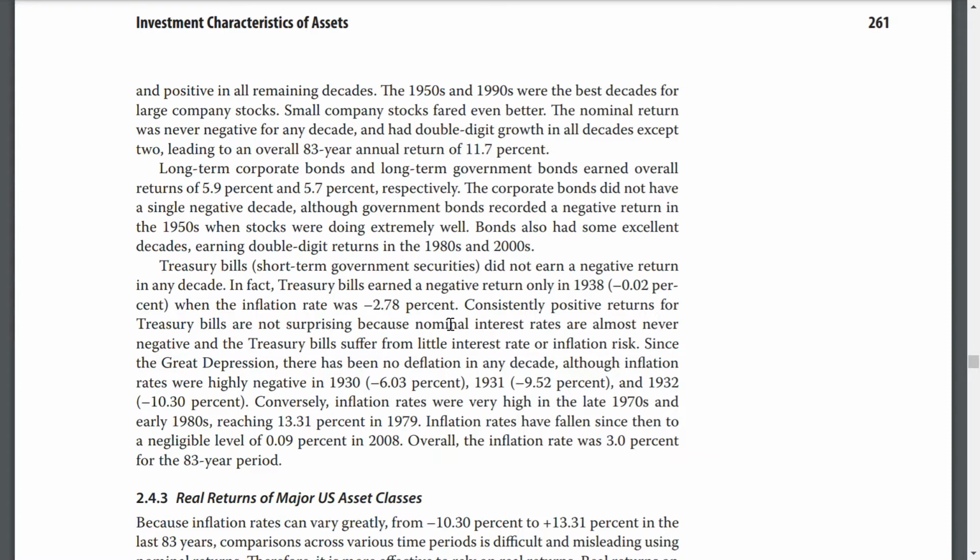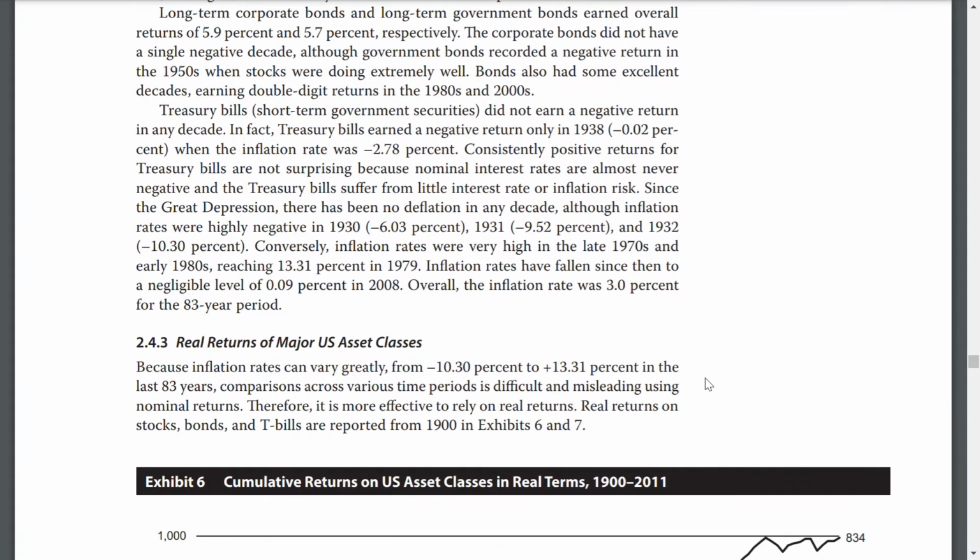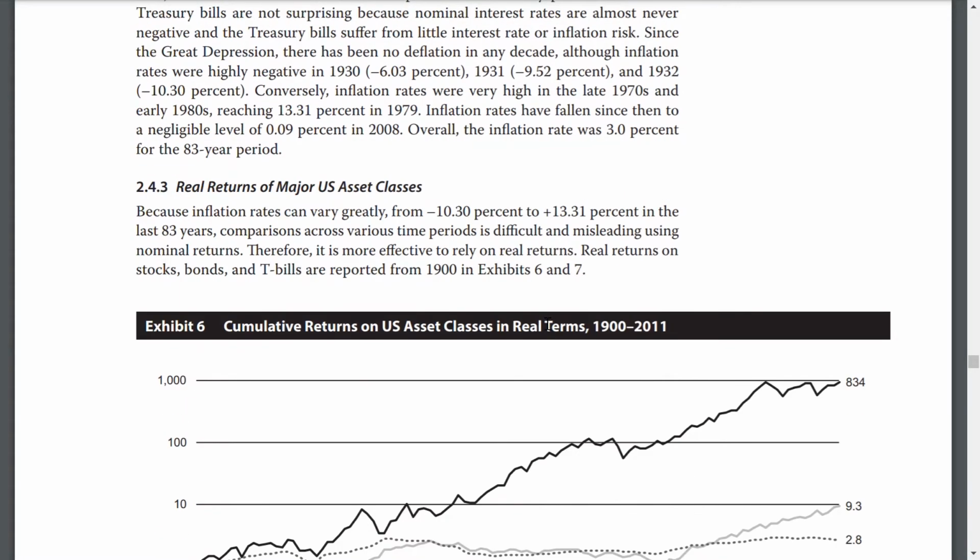Conversely, inflation rates were really high in the 1970s and early 1980s, reaching 13.31% in 1979. Inflation rates have fallen since then, to a negligible 0.09% in 2008. Overall, the inflation rate was 3% for the past 83-year period. Real returns of major U.S. asset classes. Because inflation rates can vary greatly, from negative 10.3% to 13.31% in the last 83 years, comparisons across various time periods are difficult and misleading using nominal returns. Therefore, it is more effective to rely on real returns.